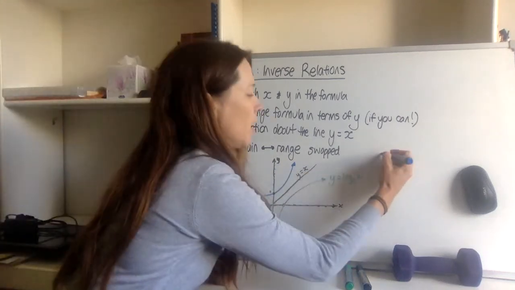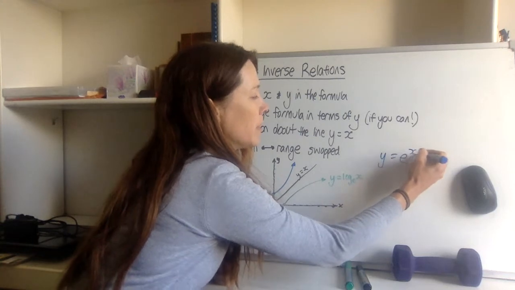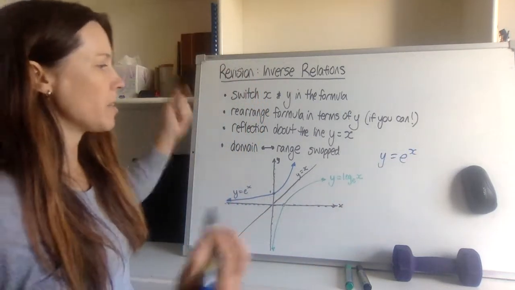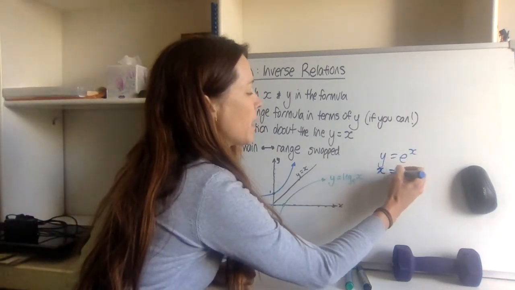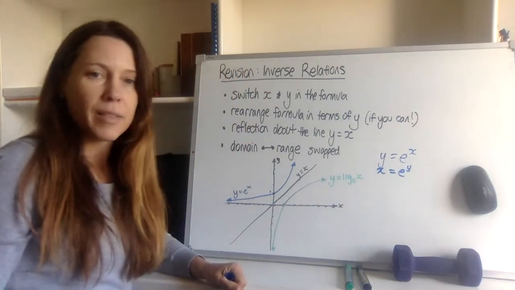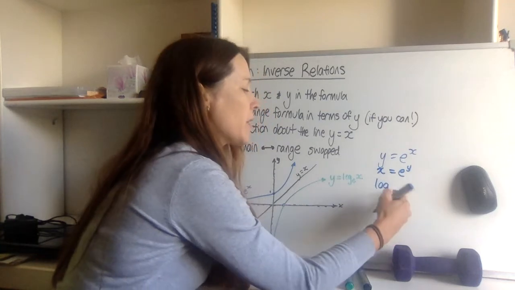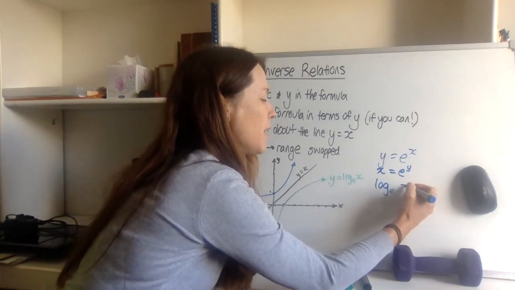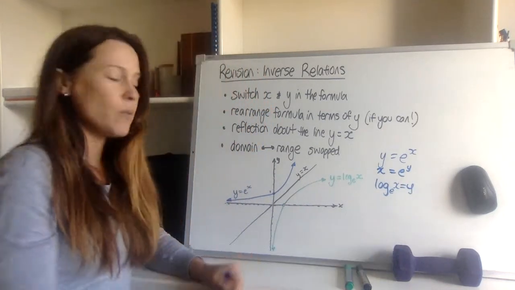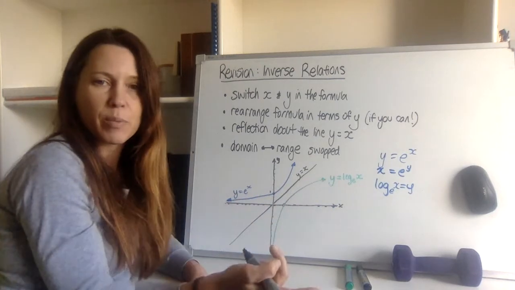If we take either one, let's start with this one, and we start by just switching the x and the y, so we'll write x equals e to the power of y. Then if we write it in terms of y, we could rewrite this as a log and say e to the power of y equals x, and now we have, of course, the formula for this one.